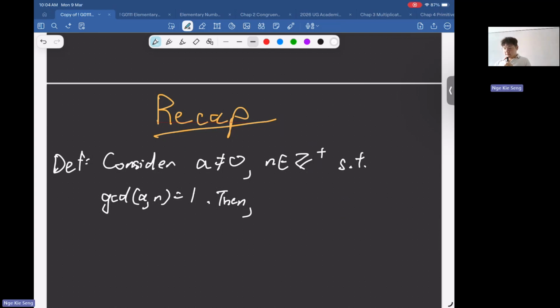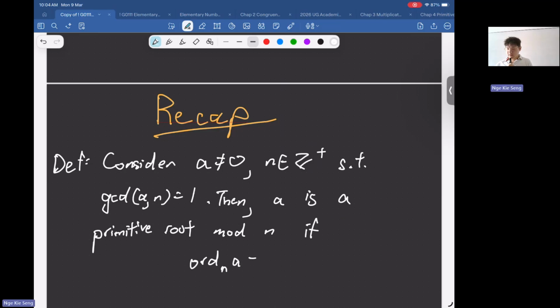Then a is a primitive root mod n if the order of a is phi n.